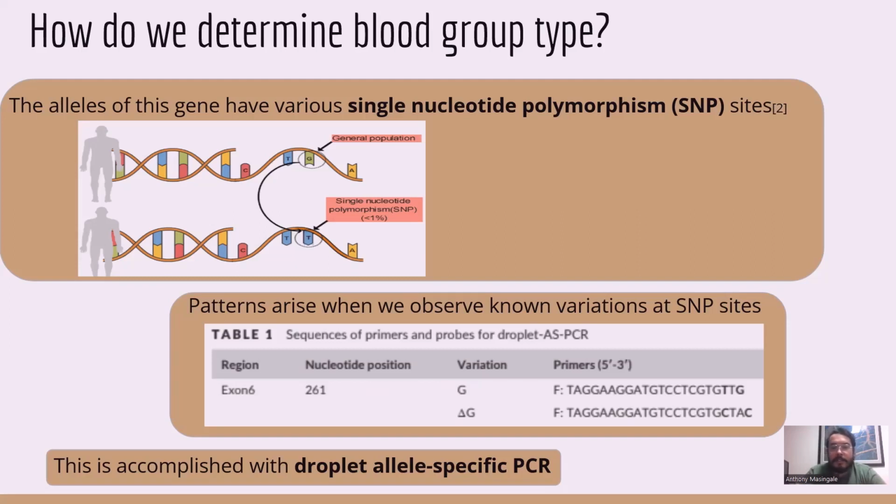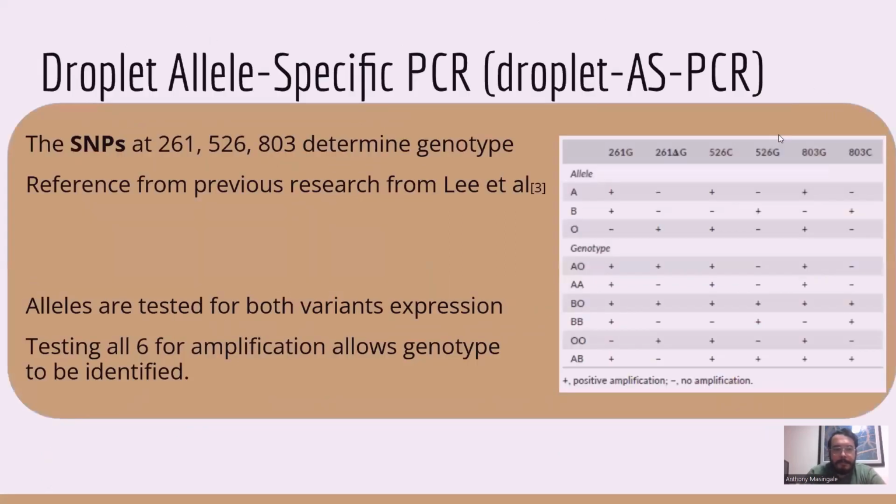Allow me to explain just a bit further. There are three of these SNP sites that we must consider. At each SNP site, there are two variations that are all tested. Using known expression patterns from these six possible present alleles, we can reference the genotype with very high accuracy.